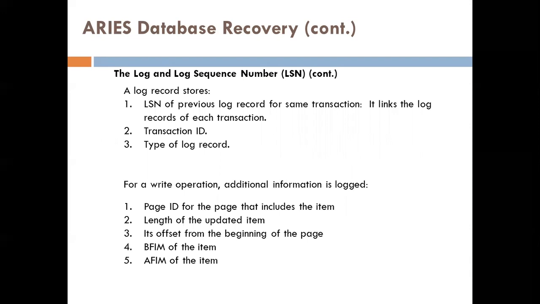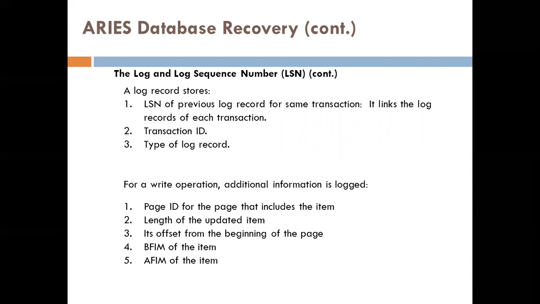So the log and log sequence number. A log record stores the LSN of the previous log record for the same transaction. It links the log records in each transaction. Each transaction will perform certain tasks. Those tasks will be mentioned in the log, and each log entry will have a log sequence number, and it will also have a link to the previous log record of that particular transaction.